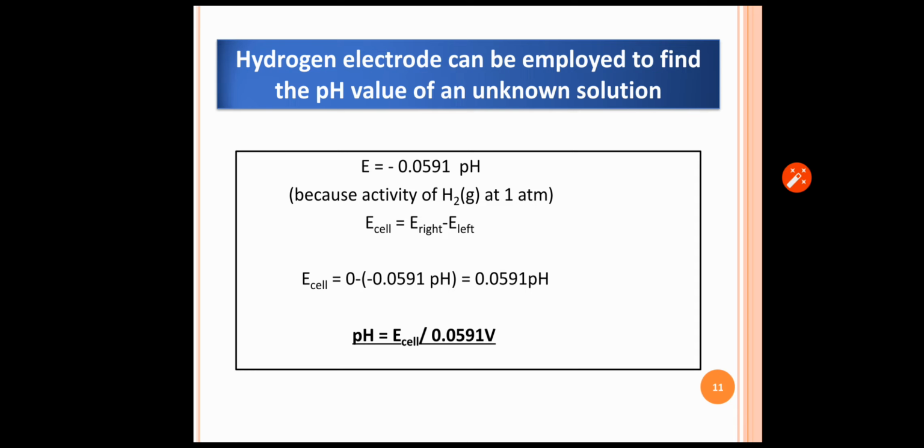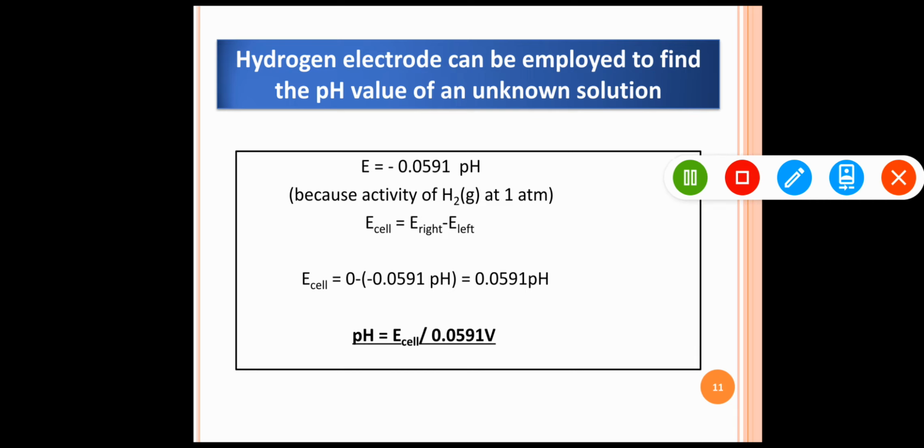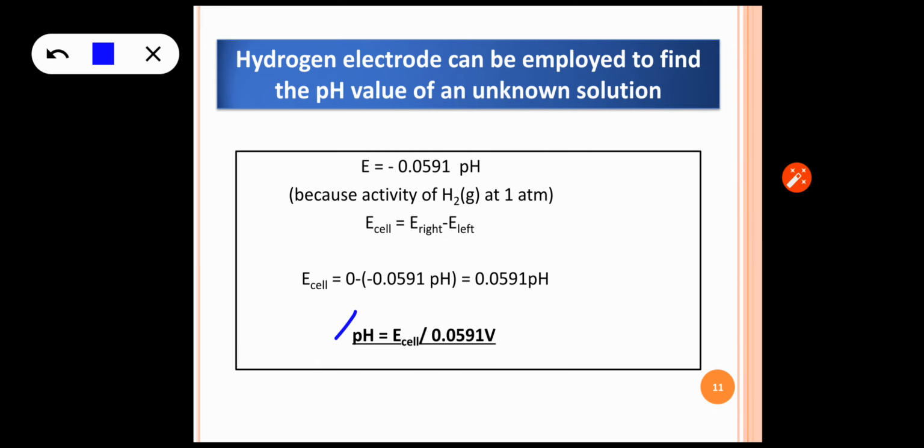Since E cell is equal to E right minus E left, or we can also write E cathode minus E anode, the cathode is the standard hydrogen electrode, and the electrode potential of the standard hydrogen electrode is taken as 0, and the anode is the normal hydrogen electrode, and we have determined the expression for that. Substitute in the E left, then we have the expression E cell is equal to 0.0591 pH.